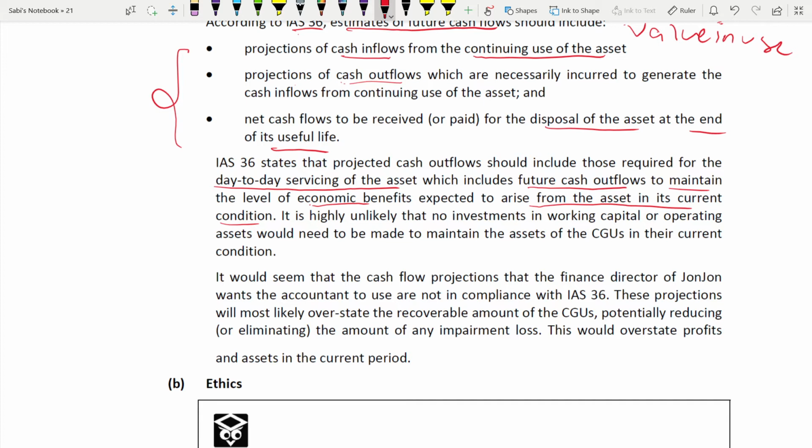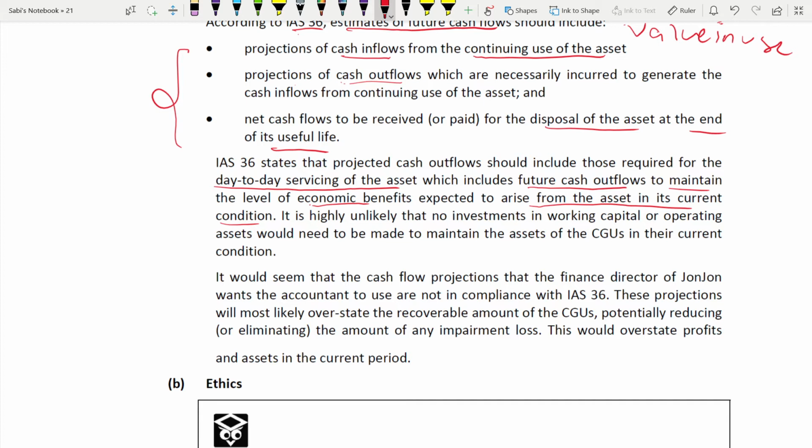For example, you might be incurring some expenses day to day. You have to service that asset. There is some cost. Your cash outflow that you are projecting should include all those costs as well. Okay, it is highly unlikely that there are no investments in the next thing. So we are over with that one.